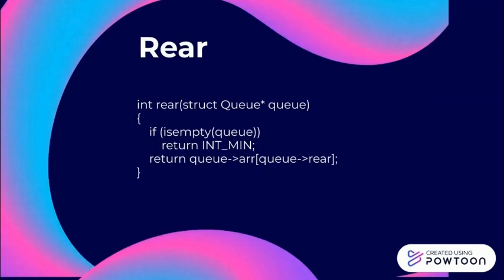After this we will see about the rear operation. Here also it checks whether the queue is empty. If it is empty it will return, and if it is not empty it will return the last element of the queue.